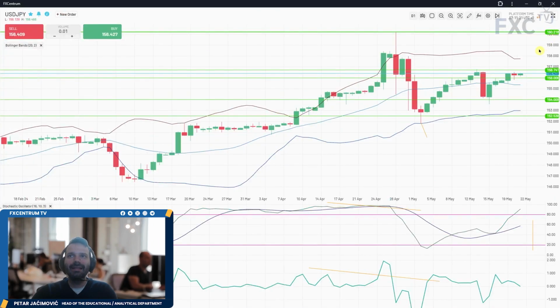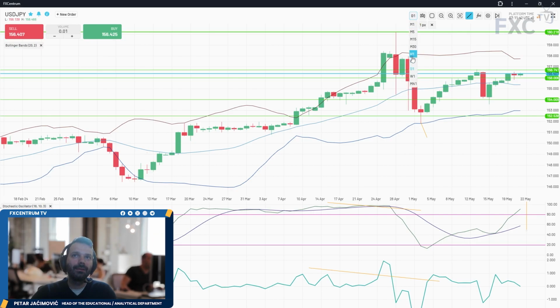On the USD Japanese yen, the market is just around that swing high resistance at 156.74. See the fast and slow line, they're sloping to the upside. We can see there is a gap between the fast and slow line, but still the fast line is sloping to the upside pretty aggressively.